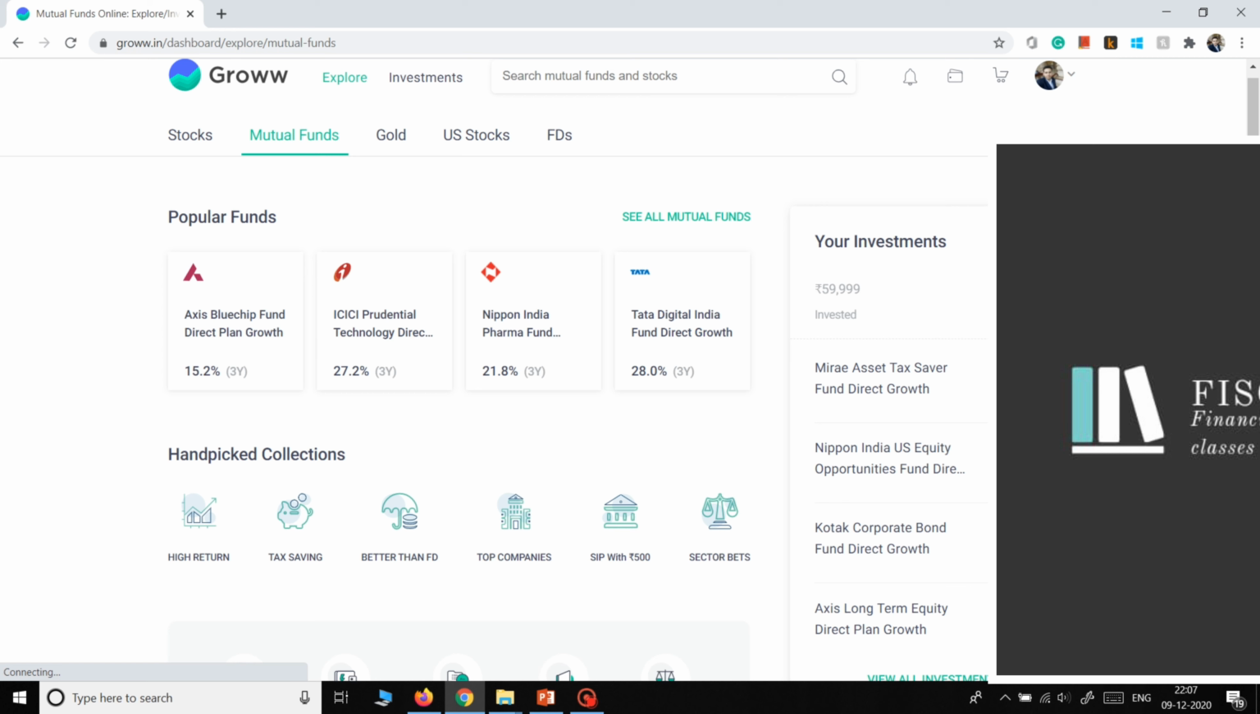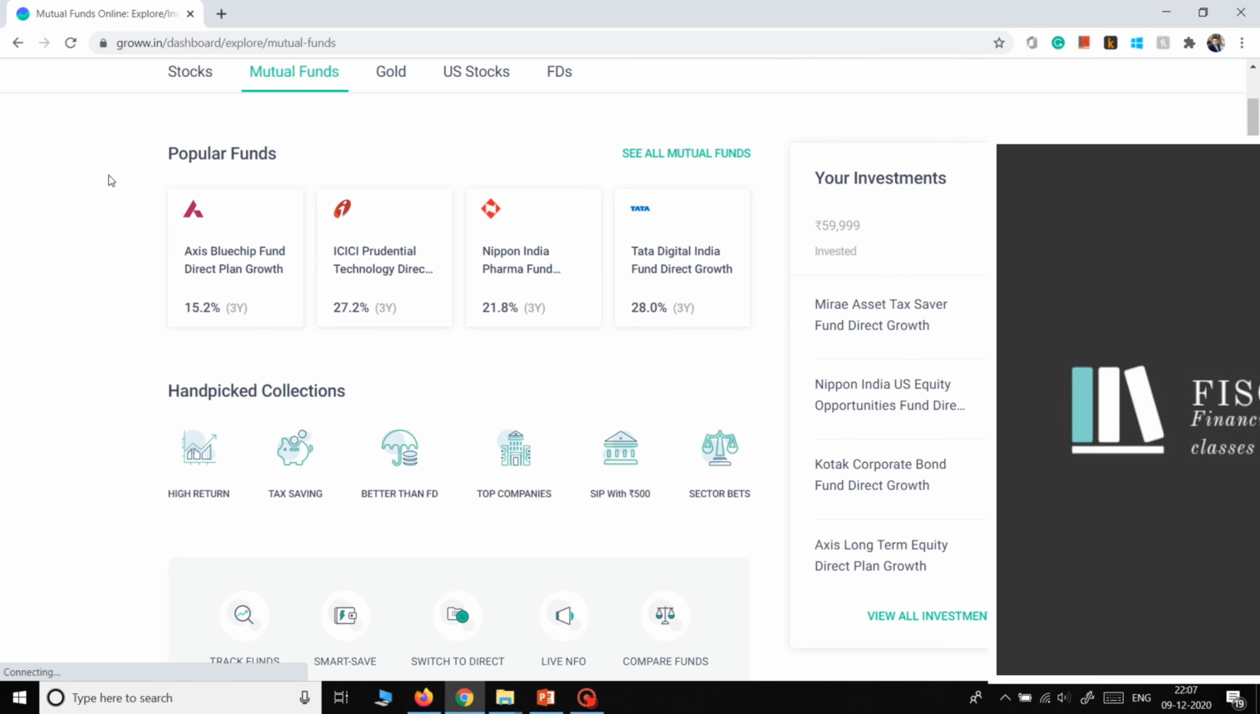Apart from that, there is also the advantage that I have for SIP. I will also let you know what SIP is later. The Groww app directly cuts the money from my bank account, since I have linked it, and directly pays it into the mutual fund. So I don't have to think a lot about what my payment should be, and when I should pay and all this. I don't have to keep track of those things.